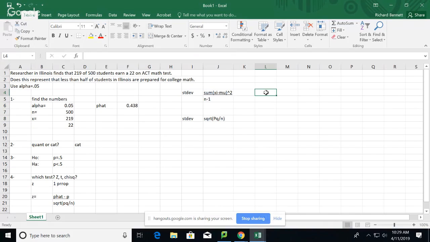Isn't that population standard deviation? But this is also the population standard deviation, right? So I don't know. When do I use the first equation and when do I use the second? Which one's which? The top one's quantitative, the bottom one is categorical.